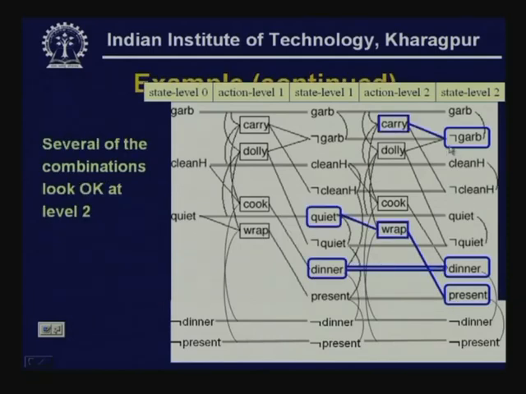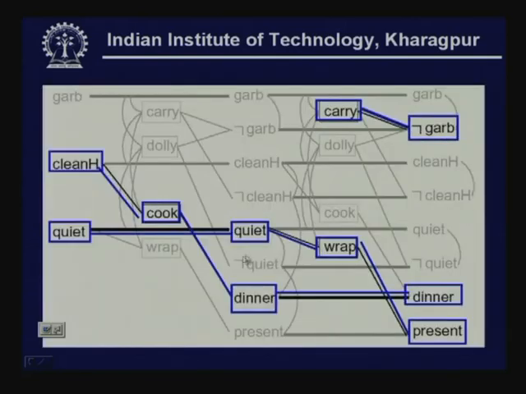Now, we choose to achieve not garbage by carry, we choose dinner to be achieved by the maintenance action dinner, and we choose present to be achieved by the action wrap. So, this is one possibility by which we can achieve these goals. For wrap we have the precondition quiet, for dinner we need the precondition dinner, and for not garbage there is no precondition. So, at the next level we have quiet and dinner as our goals.